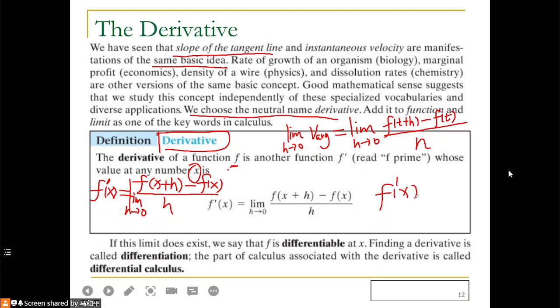If this limit does exist, we say f is differentiable at this point x. Finding a derivative is called differentiation, and the part of calculus associated with the derivatives is called differential calculus.